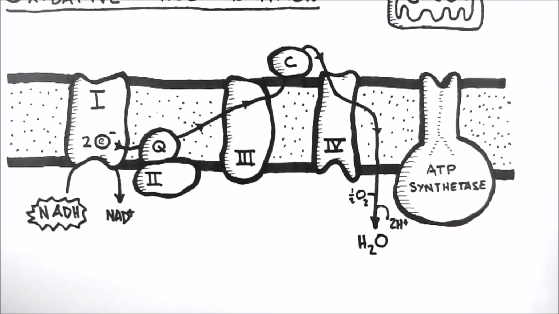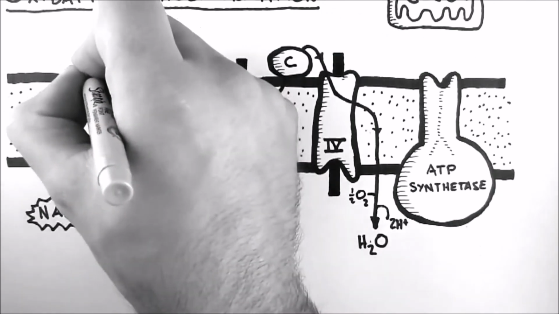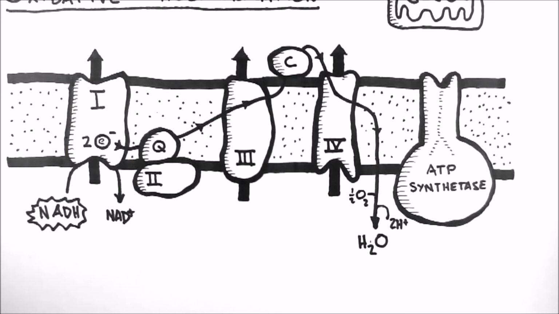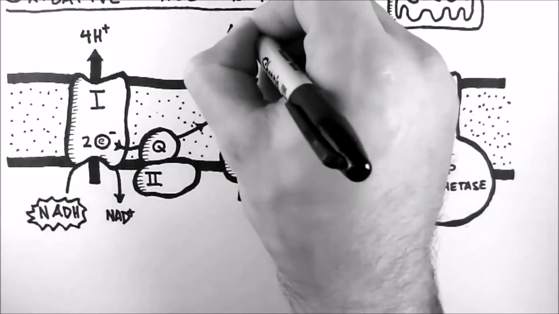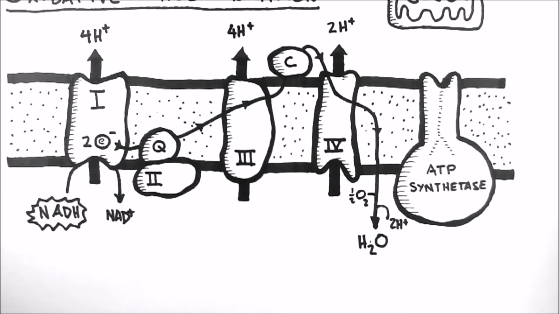This oxygen is supplied by breathing air from our atmosphere, and to provide this is the reason that all animals need to breathe. Now, as the electrons are passed between the complexes, they pump protons out of the mitochondrial matrix into the intermembrane space, like this. Complex 1 pumps out 4 protons, complex 3 pumps out 4 protons, and complex 4 pumps out 2 protons. Therefore, in total, one NADH pumps 10 protons across the membrane.